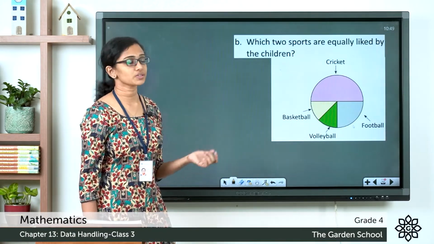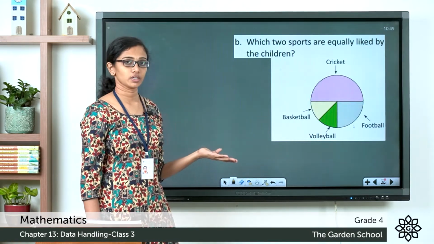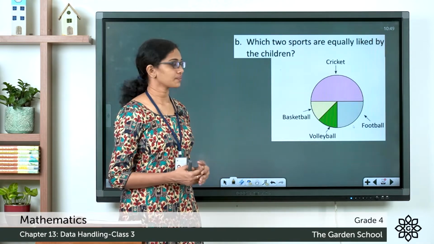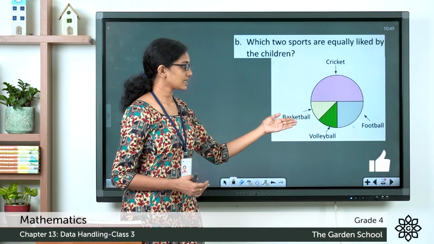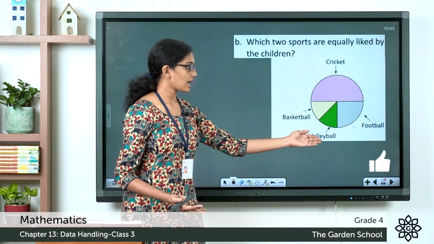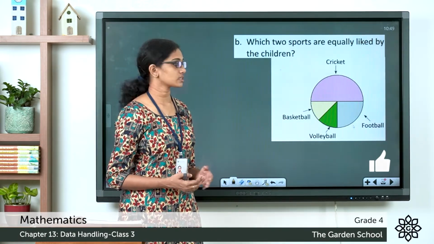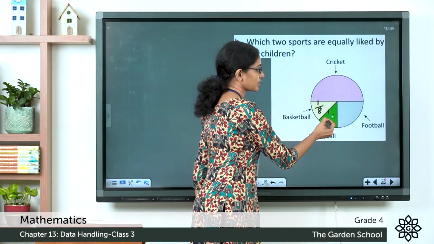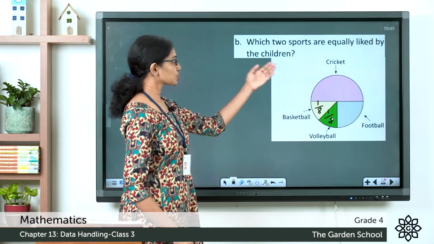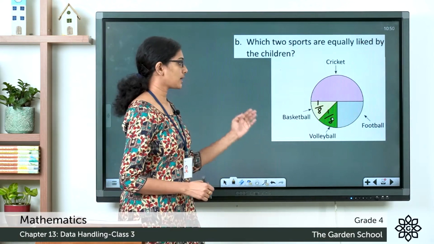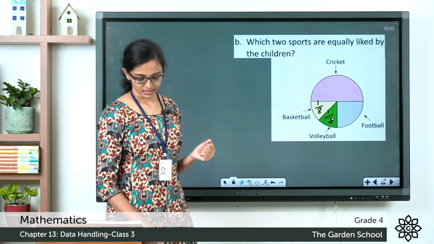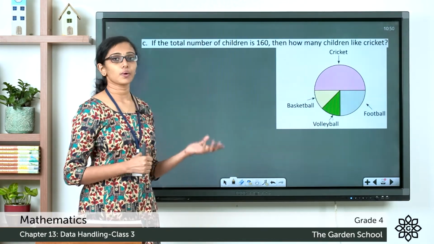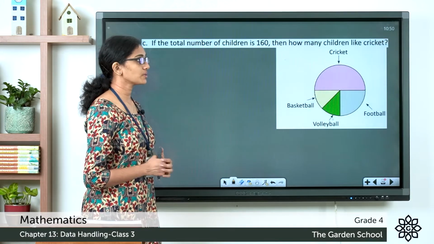Which 2 sports are equally liked by the children? So that will be the 2 sectors of the pie chart which have the same size. So here you can see the sectors which represent basketball and volleyball are of the same size. So both represent a fraction of 1/8. So which 2 sports are equally liked by the children? Basketball and volleyball.